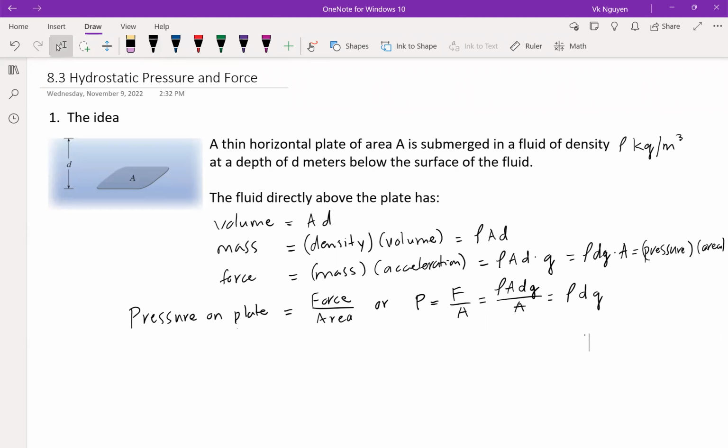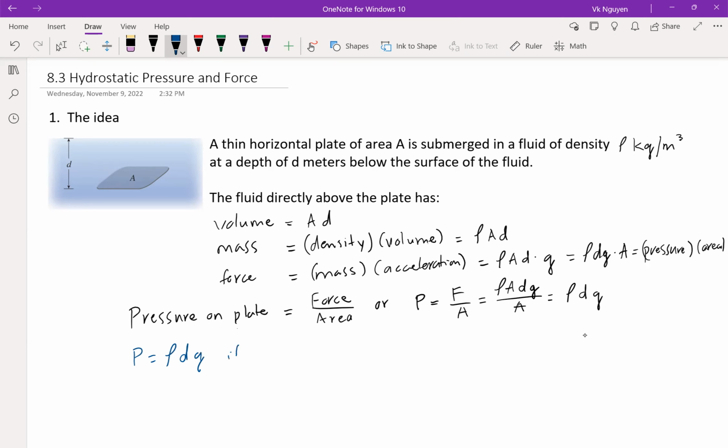We're going to be using another fact, and that is the pressure is the same in all directions at any point on the plate. For instance, a diver feels the same pressure on nose and both ears. What this means is that the pressure in any direction at a depth d in a fluid with density rho is given by pressure is rho d g.